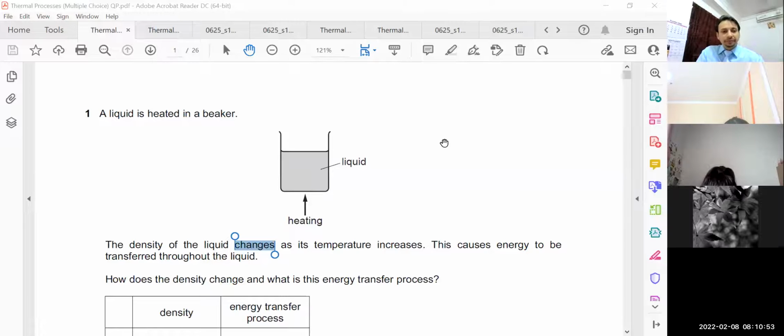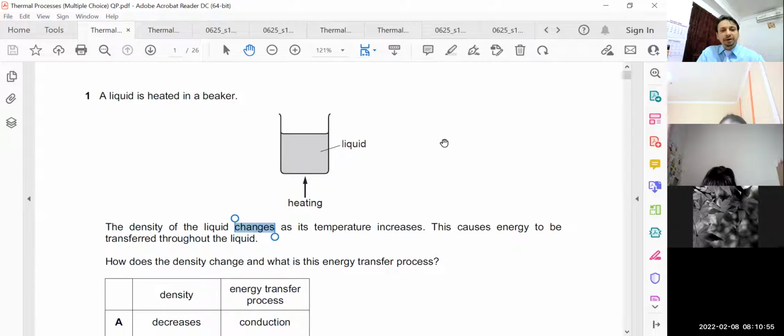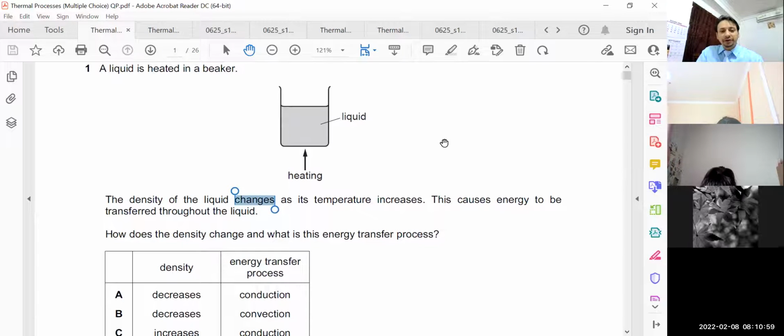Question number one, children. A liquid is heated in a beaker, and the density of the liquid changes as its temperature increases. This causes energy to be transferred throughout the liquid. How does the density change, and what is this energy transfer process?